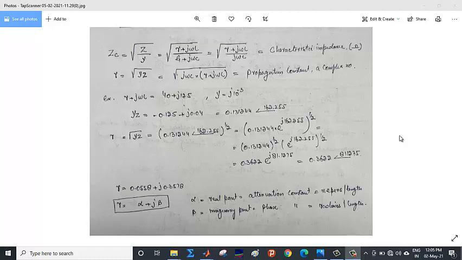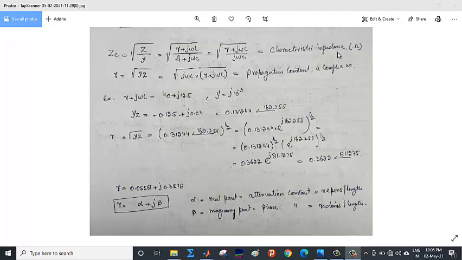In the previous class, we discussed the long transmission line, and we discussed what is ZC, that is the characteristic impedance. Today we will start again with ZC. It's given by the square root of Z, the series impedance, which is equal to R plus j omega L, divided by Y, the shunt admittance, which is equal to G plus j omega C. Practically, we neglect G and take it as 0, so this becomes R plus j omega L divided by j omega C. This is known as characteristic impedance.